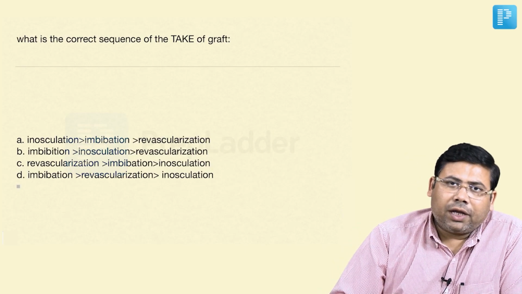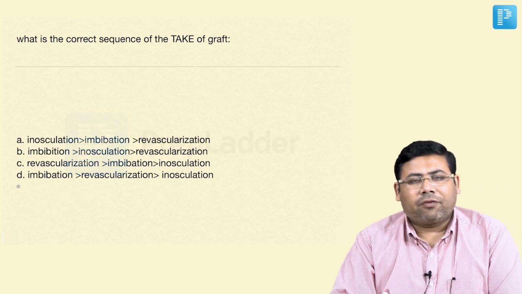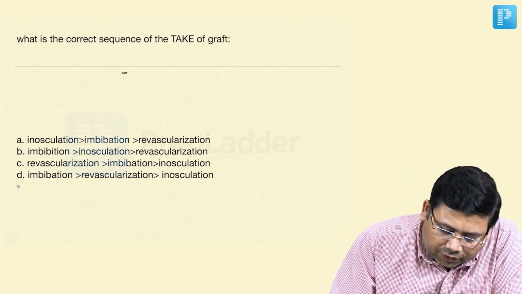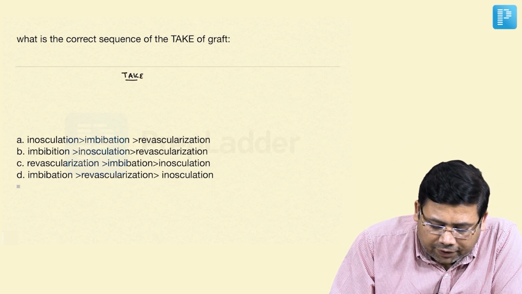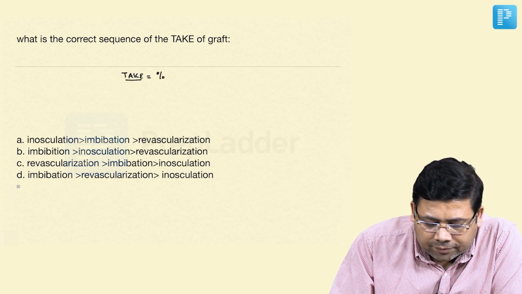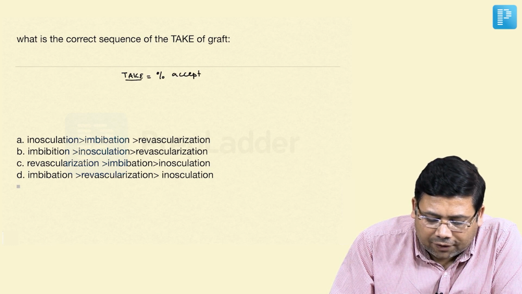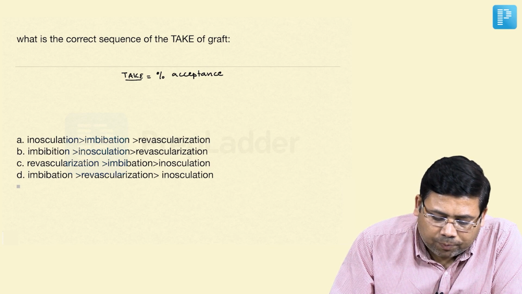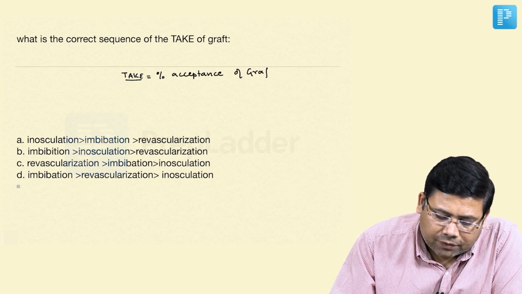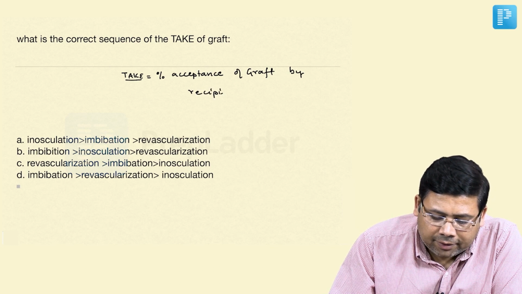What is the sequence of take of the graft? So this is the second question that we are going to discuss. What is take of the graft? Take is defined as percentage acceptance of the graft by the recipient bed. So percentage acceptance of graft by recipient bed, this is what is known as take of the graft.